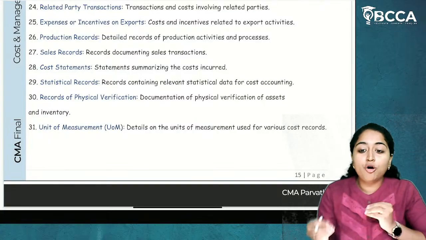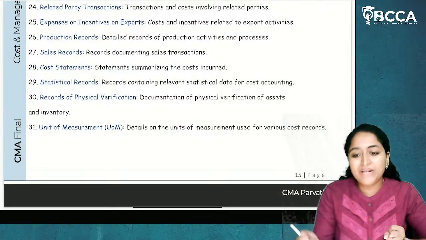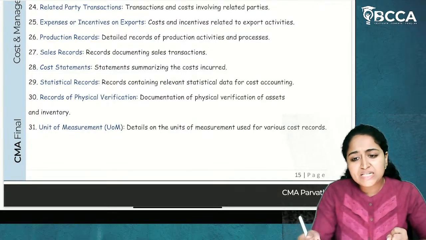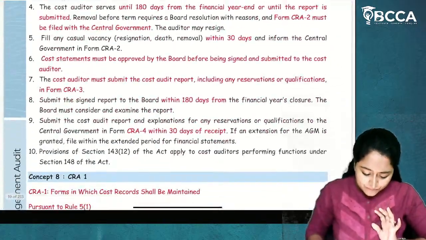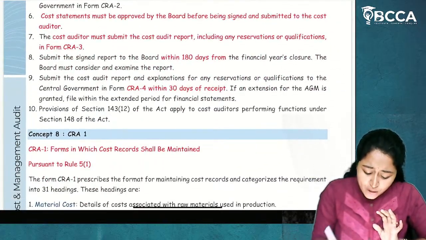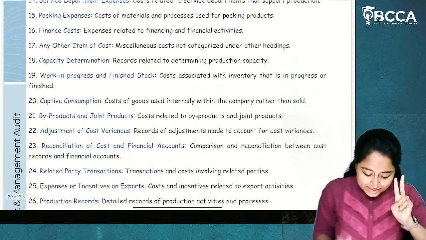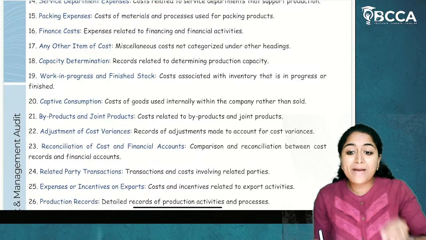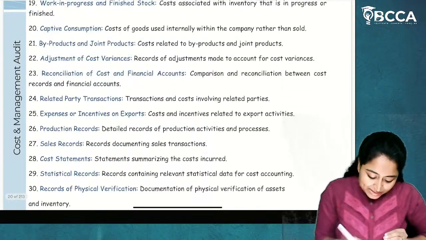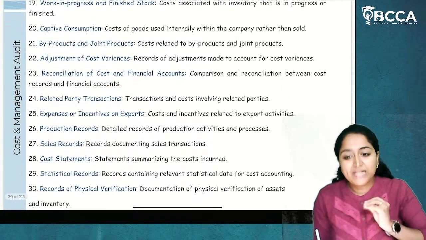Now to remember all these headings is not a task. We can't remember it. So what should be done, ma'am? What is frequently being tested in the examination? We'll remember that. That's more than enough. Now, in form CRA1, there are 2 major headings which are being tested in the examination. One is heading number 18, which talks about capacity determination. And the other is heading number 24, related party transactions.